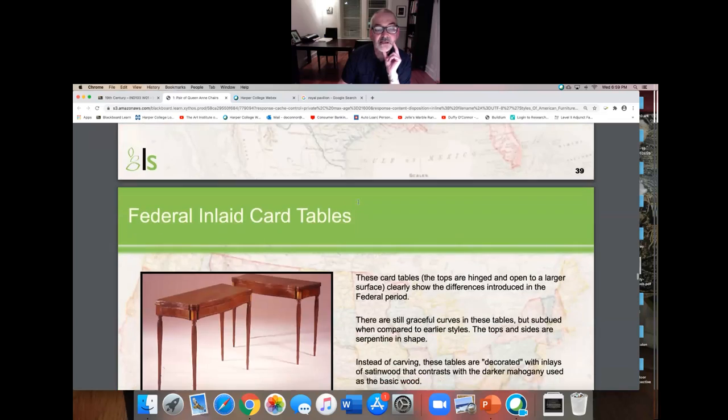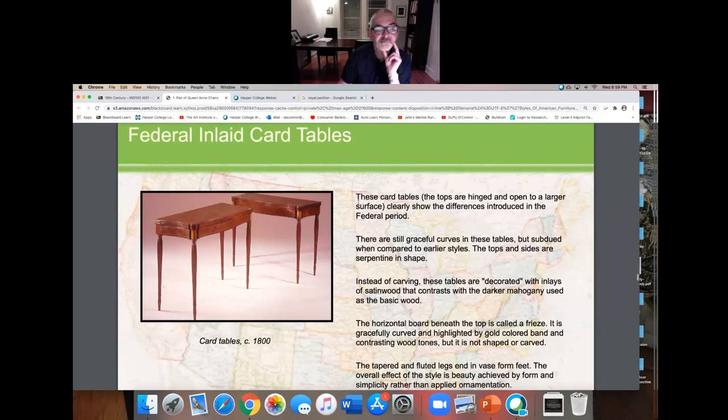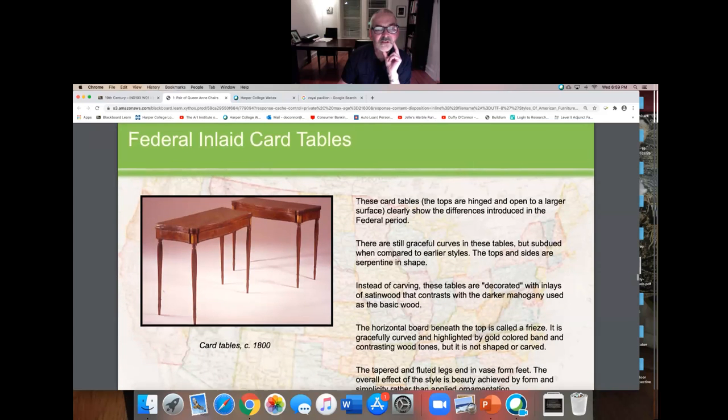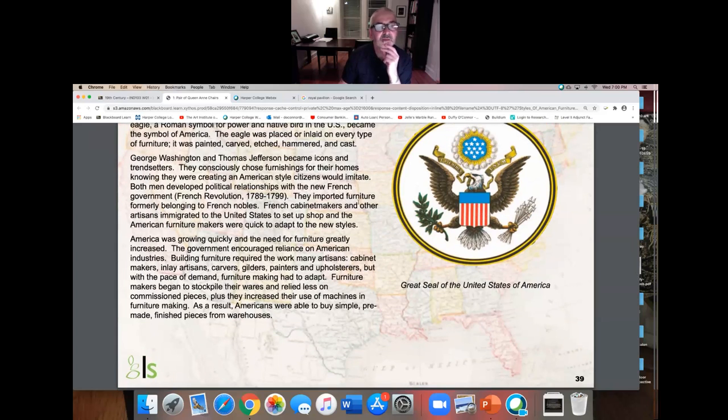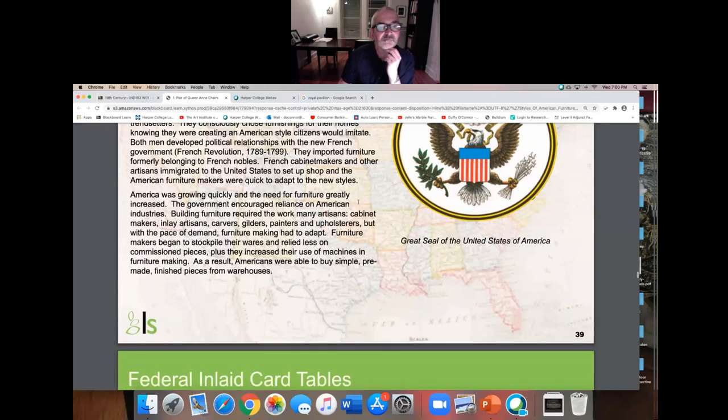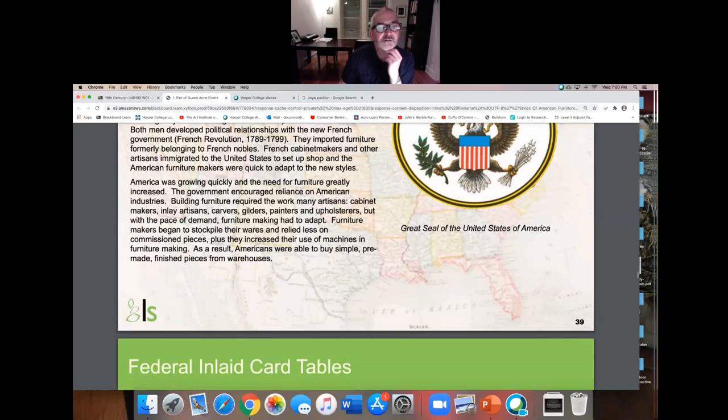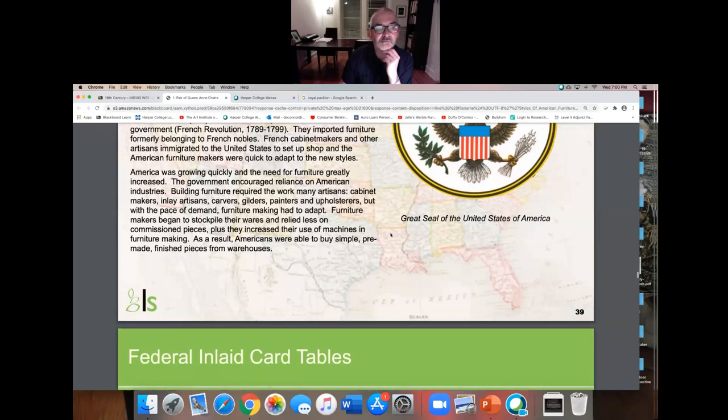Okay, so as this tells you, building furniture required the work of many artisans: cabinet makers, inlay artisans, carvers, gilders, painters, upholsterers.